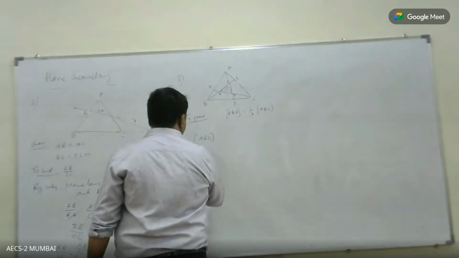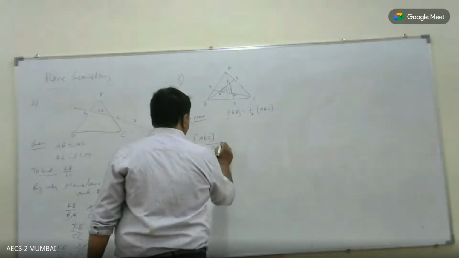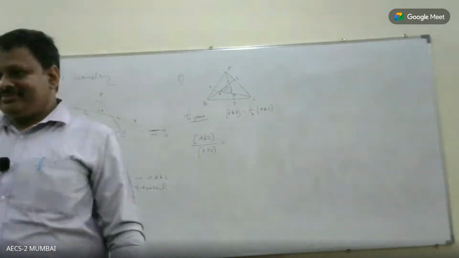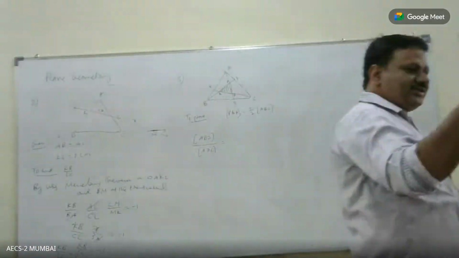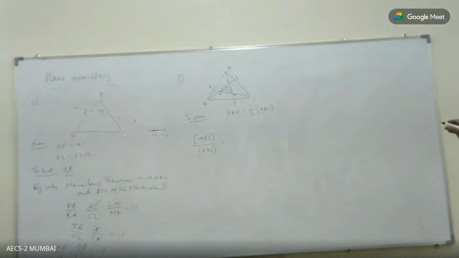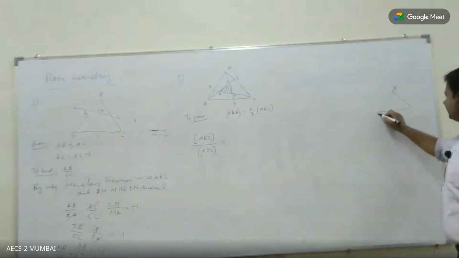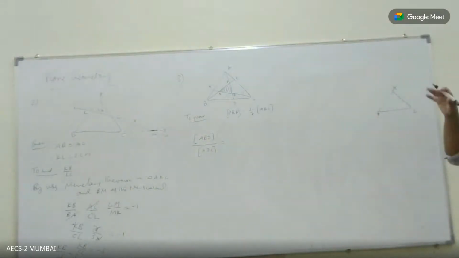Area of ABD by area of ADC, how much? Can anyone say? Very good. It has to be 2 by 1. There are no similar triangles here. What you are telling me is very similar triangles. It is 2 by 1. How do I tell you? This you take for granted. You have a triangle ABC. Isn't it? This is a very nice thing.